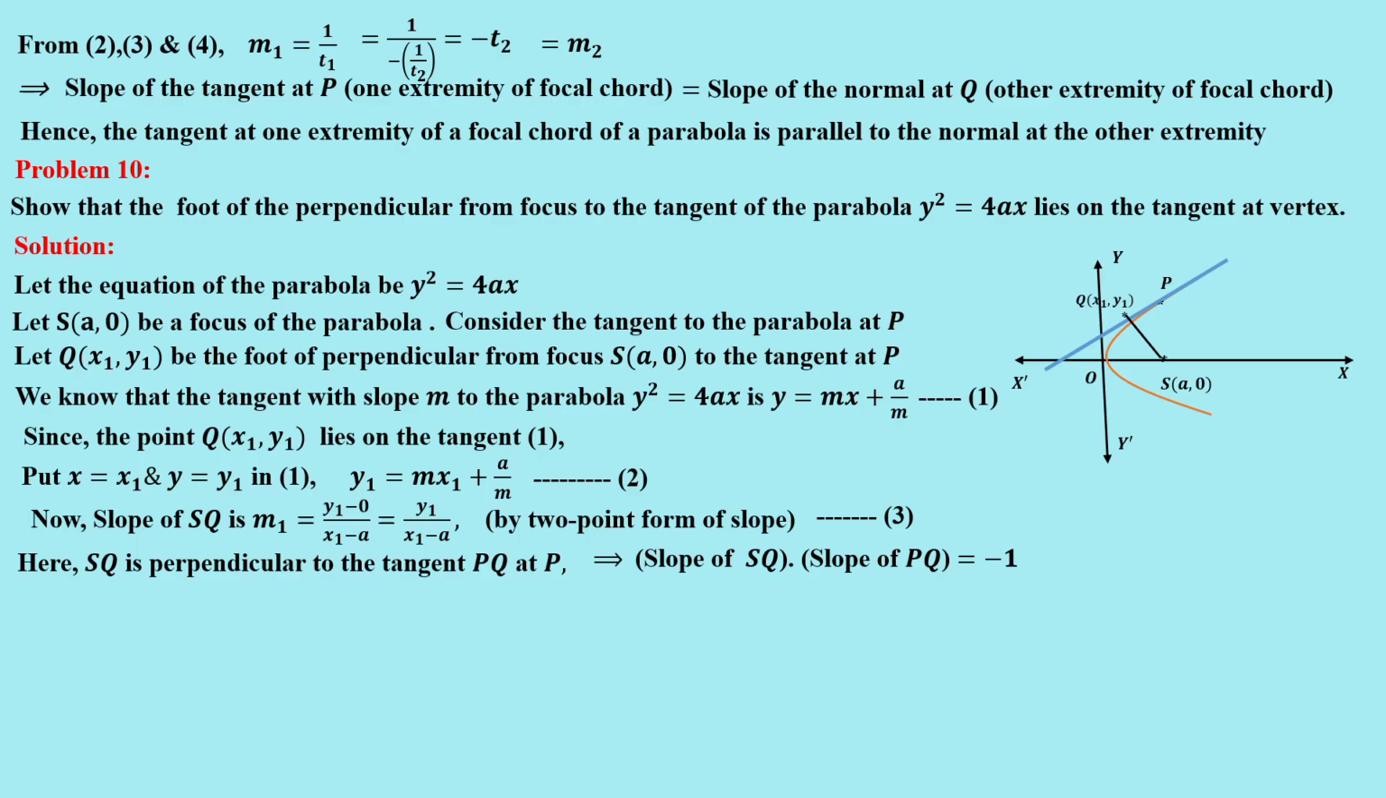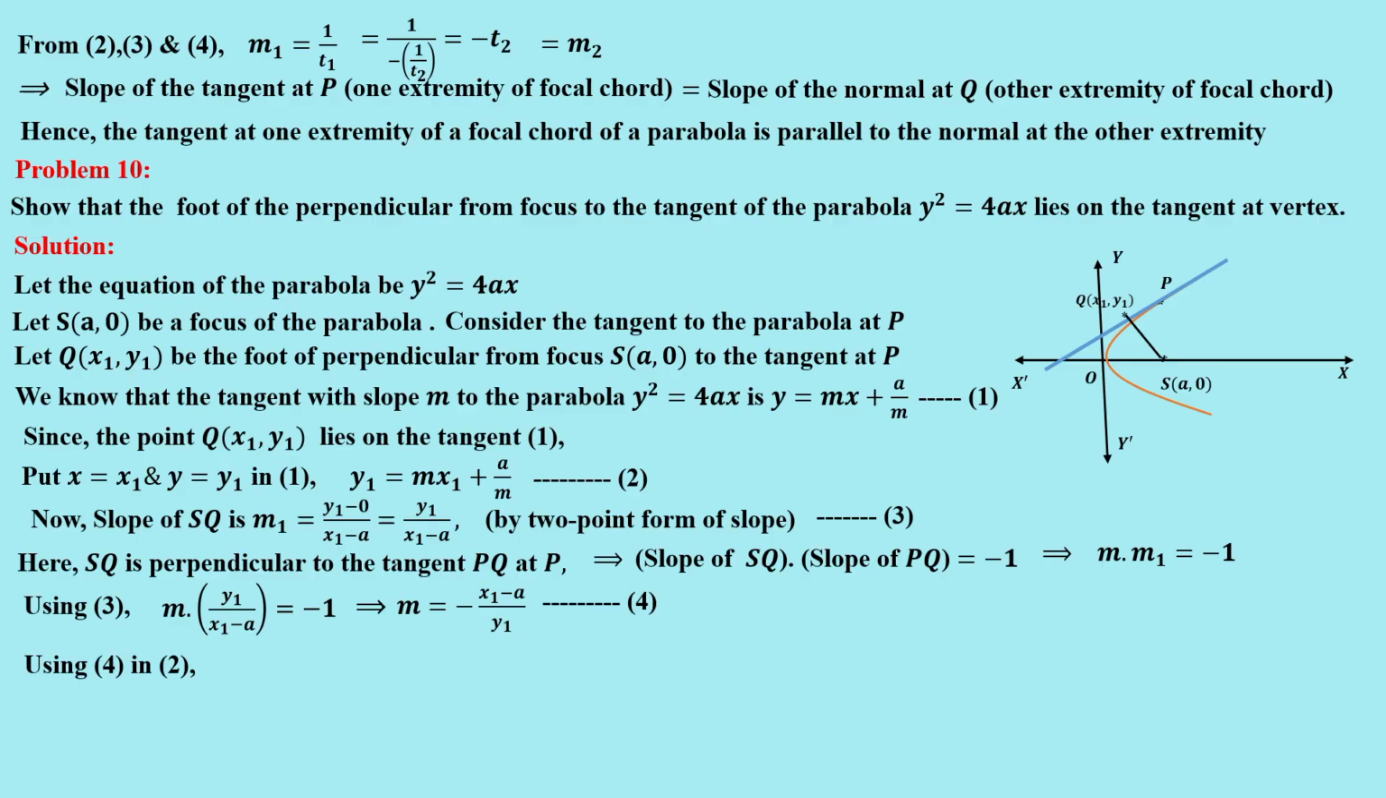So the slope of SQ into the slope of PQ is equal to minus 1, because two lines are perpendicular to each other if and only if the product of their slopes is equal to minus 1. So we will get m into m1 equal to minus 1. Using 3, m into y1 by x1 minus a is equal to minus 1. Therefore m is equal to minus (x1 minus a) by y1. That is equation 4.